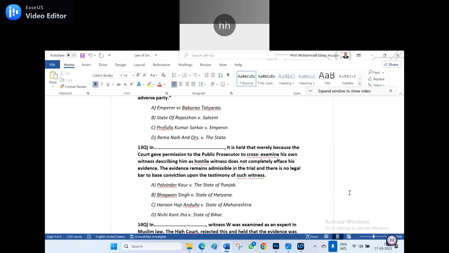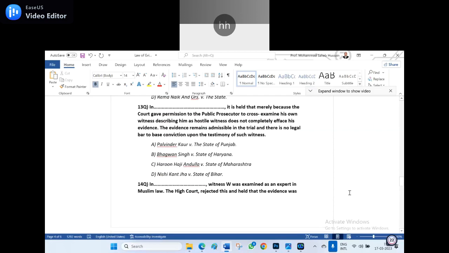Option D, Nishikant Jha versus State of Bihar. Wrong. Option A, sir, Palvinder Kaur versus State of Punjab. Wrong. Bhagwan Singh versus State of Haryana. In Bhagwan Singh versus State of Haryana, it is held that merely because the court gave permission to the public prosecutor to cross-examine his own witness, describing him as a hostile witness, does not completely efface his evidence. The evidence remains admissible in the trial. There is no legal bar to base conviction upon the testimony of such witness.